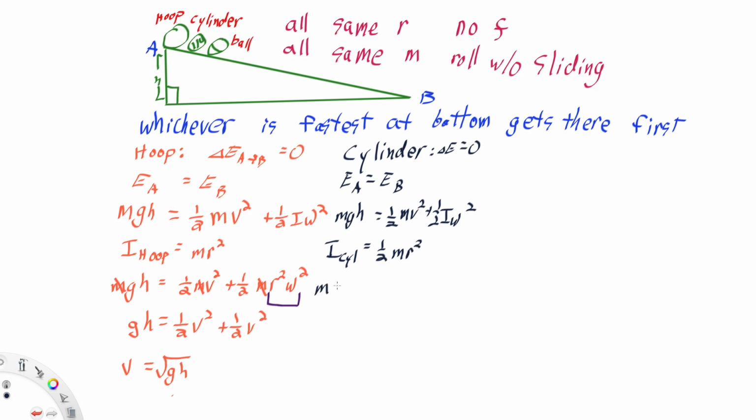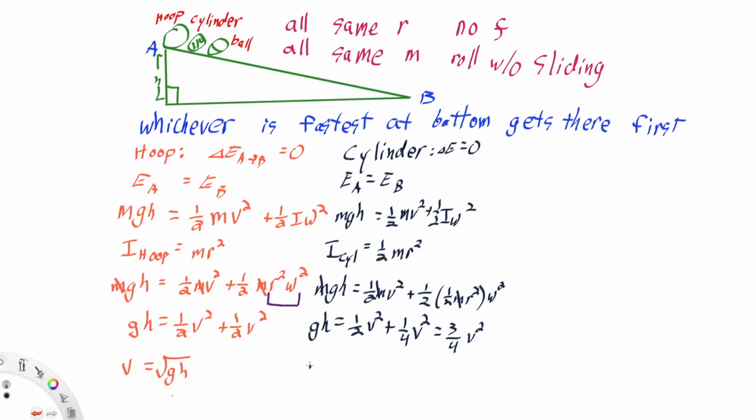So we get mgh equals 1/2 mv squared plus 1/2 times 1/2 mr squared omega squared. M's all cancel out. The r squared omega squared becomes a v squared. So we get 1/2 v squared plus 1/4 v squared. That's 3/4 v squared. So v is equal to the square root of 4/3 gh.